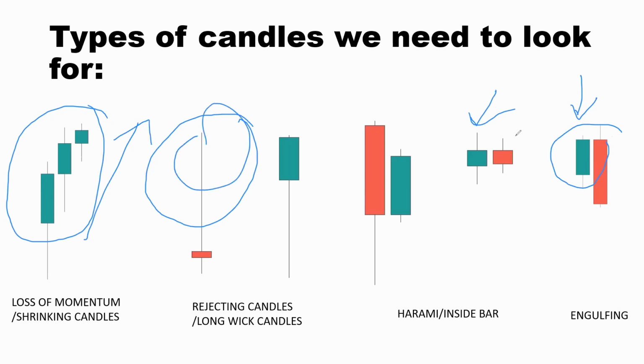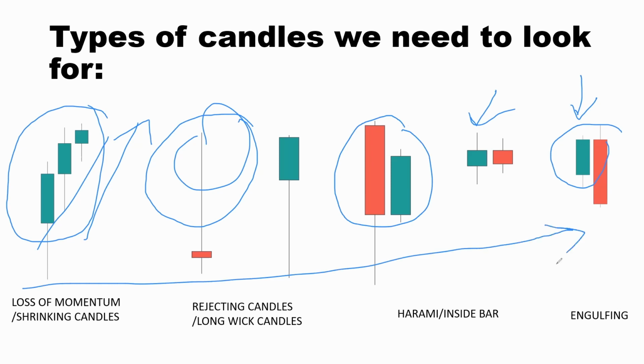So you are supposed to use the engulfings after loss of momentum or a rejection, or what we call a harami. That's why I told you that I have organized them in order. So the most powerful thing that you have to put into consideration or action is that you need to see loss of momentum.